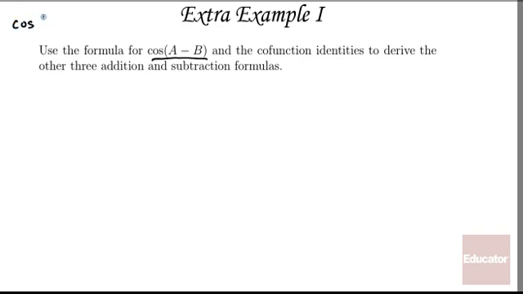The cosine of a minus b is equal to cosine A cosine B plus sine A sine B. So we're allowed to use that, and we want to derive the other three formulas.